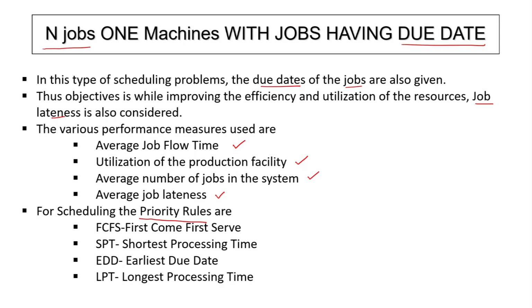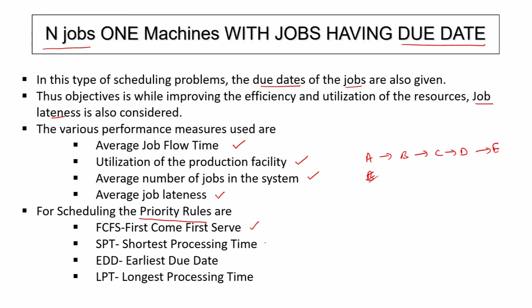So, our priority rules are first come first serve. That means, if the jobs are coming in the sequence of A, B, C, D and E, we will follow the same sequence in the processing of the jobs.